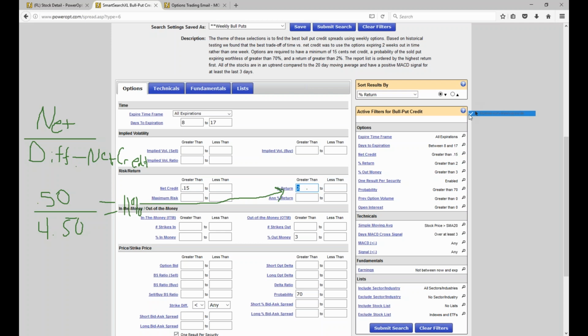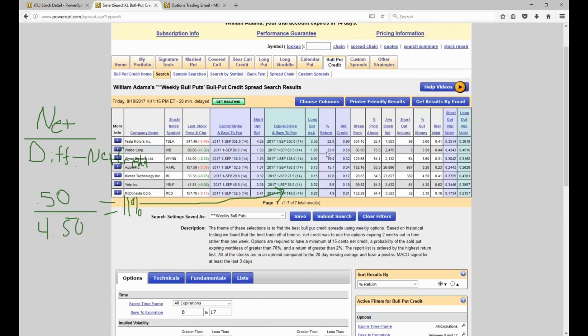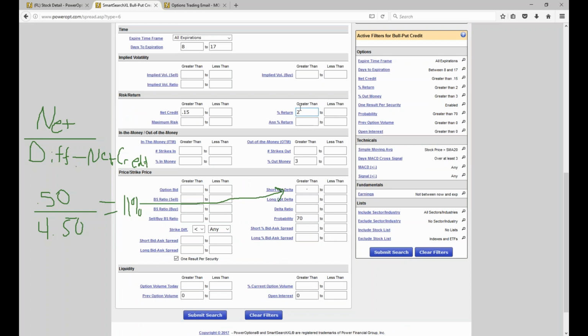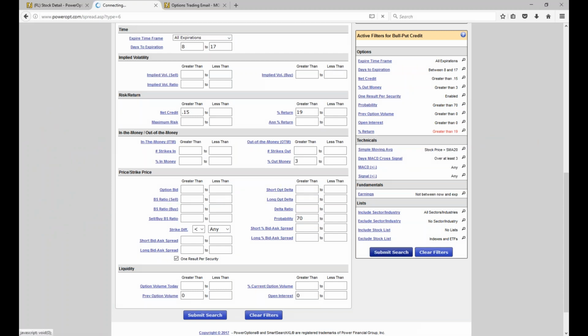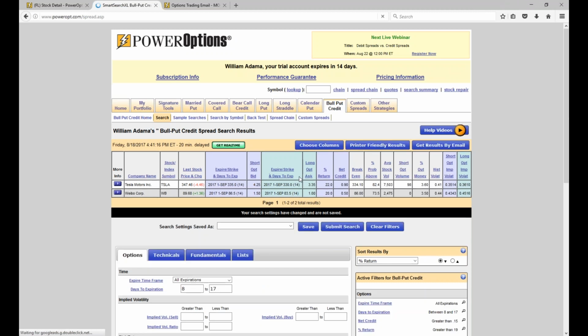Now, in this search, I'm not going to find anything. There's 2. I'll put in 19. But remember, the WIBO one didn't match the volume that I wanted. So I put in 19, so WIBO would appear, since it's right at 20. But let's go ahead and do 19%, Tish, here.